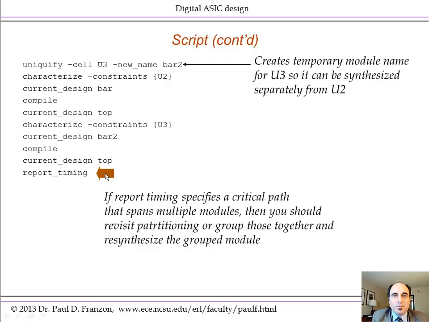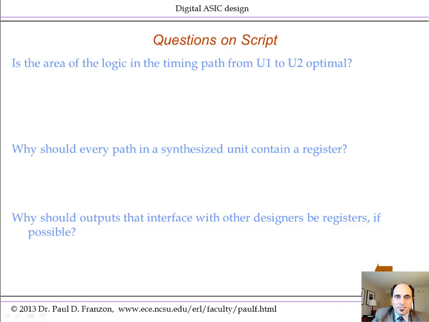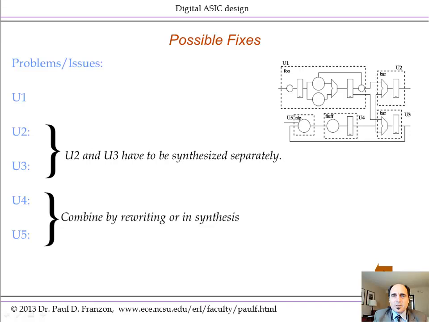Now, just a few questions on this. Think about this. Is the area of the logic in a shared timing path from U1 to U2 optimal? That is this area here. The answer is no. When we ran characterize constraints on foo, we hadn't done any synthesis. Thus, this module here was unoptimized. Thus, this delay here, which became the output delay of that pin there, is very long. We really want to go back and run this again now that we've optimized U2.